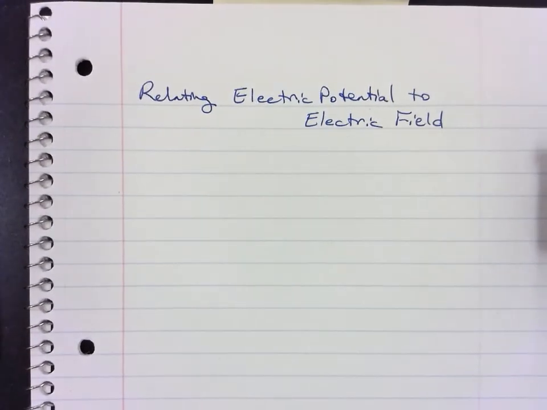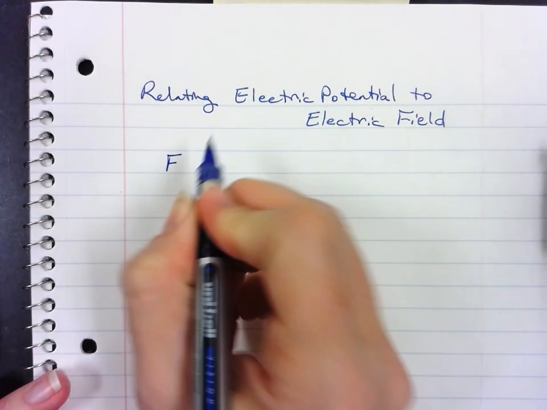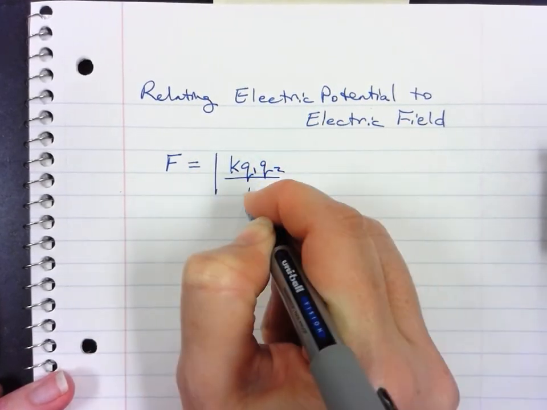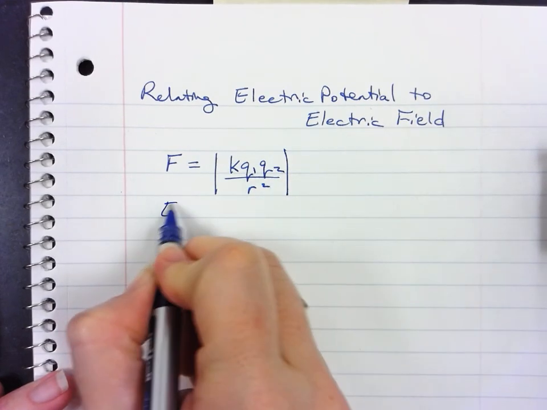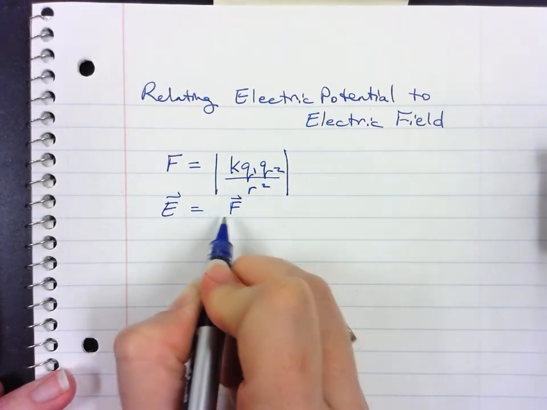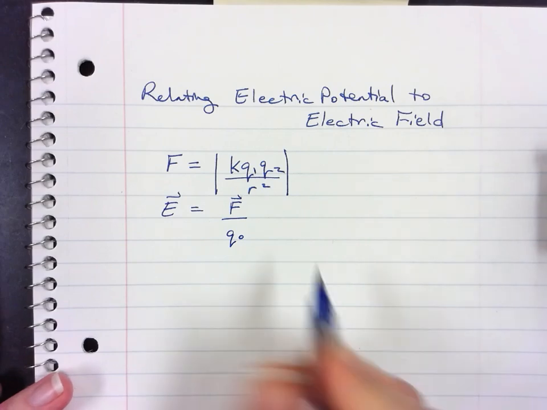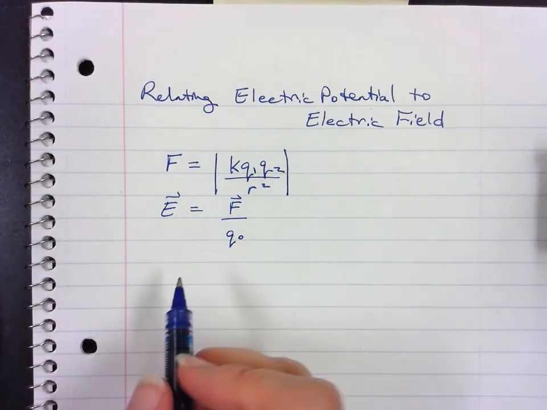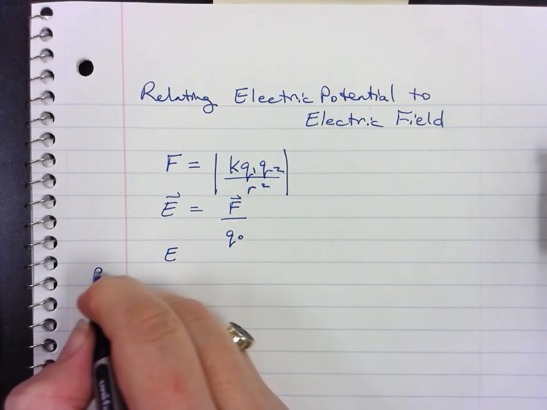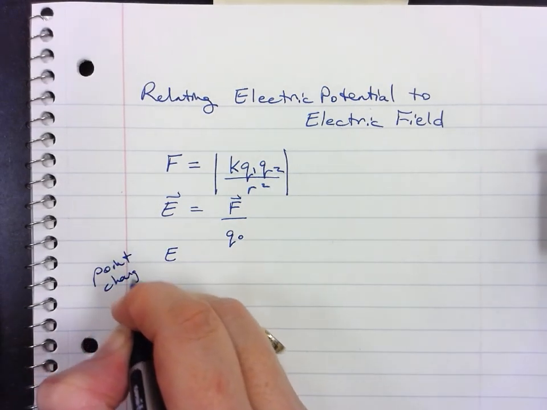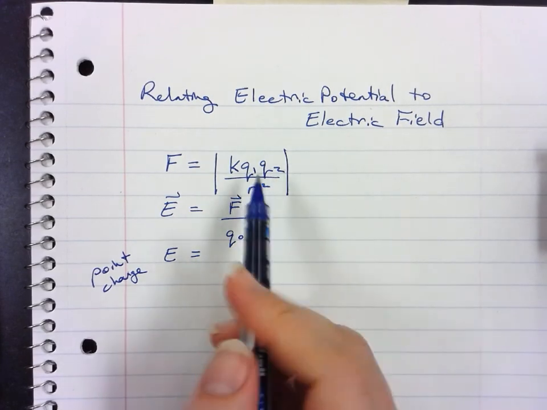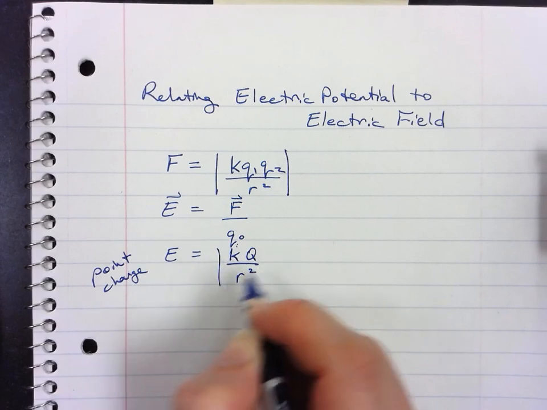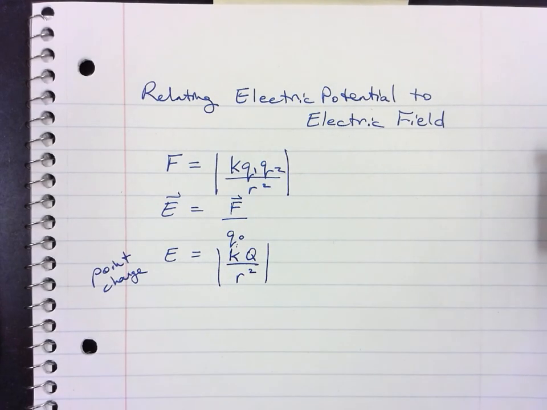But again, I want to go back a step. Electric force is equal to the absolute value of Q1 Q2 over R squared. Electric field was defined from electric force divided by the test charge. And then we came up with the electric field for a point charge, and that's pretty easy to get. You just take this equation and divide by this equation. So you get KQ over R squared. We again put absolute value around it.